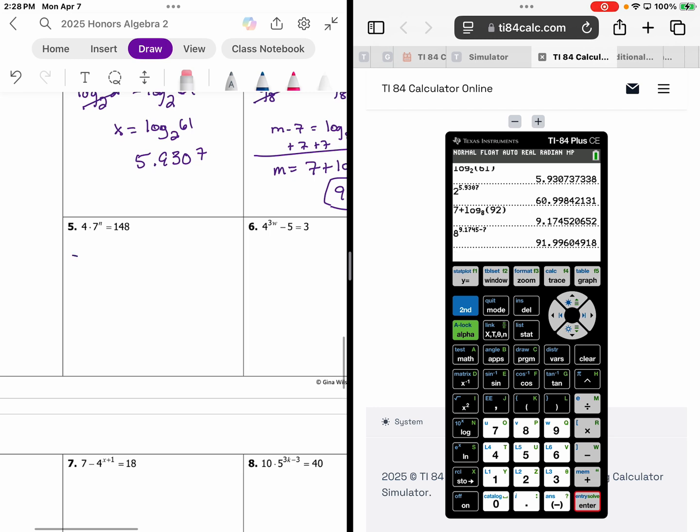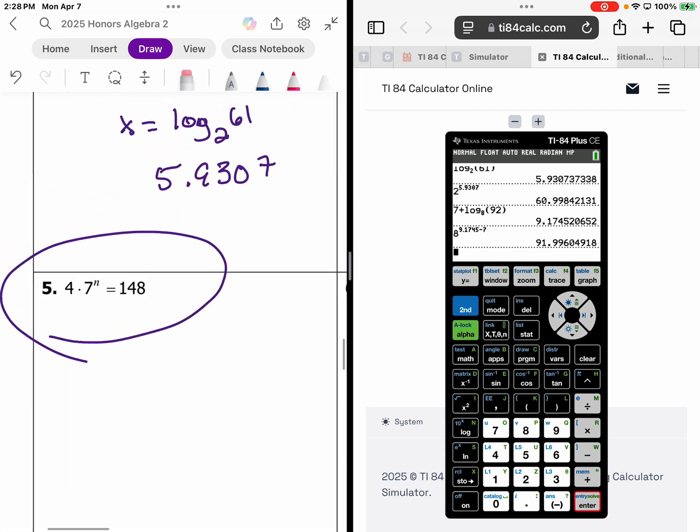Why don't you try number 5? And then compare with your neighbor next to you. When they get done and you get done, did you get the same answer? You have to have log base 8 of 92 and then plus 7. So it has to go 7.